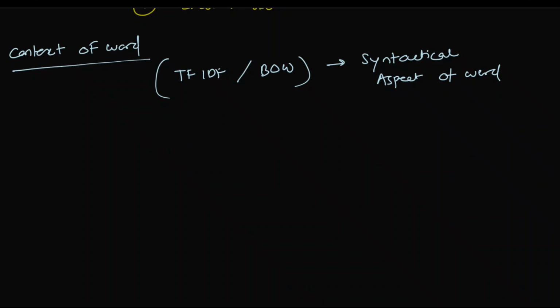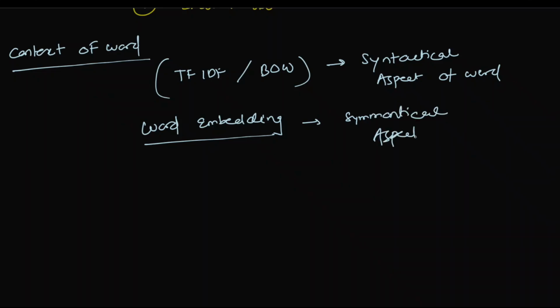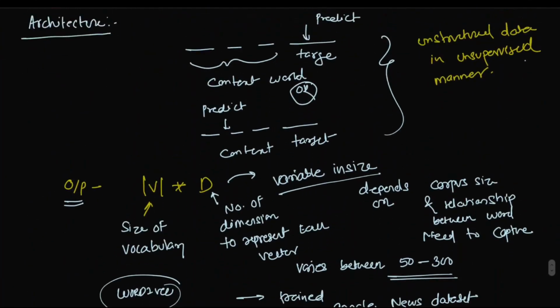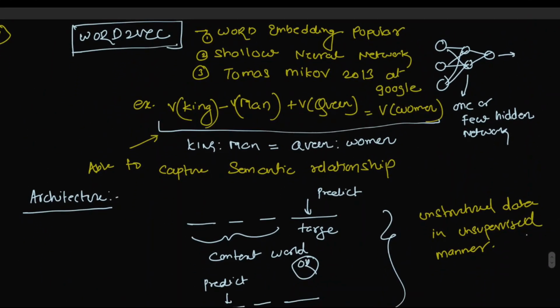So for that, we use word embedding technology, so that we can have the semantical aspect of the word as well. To achieve the semantical aspect of the word, we use word embedding. The most popular word embedding model is Word2Vec.